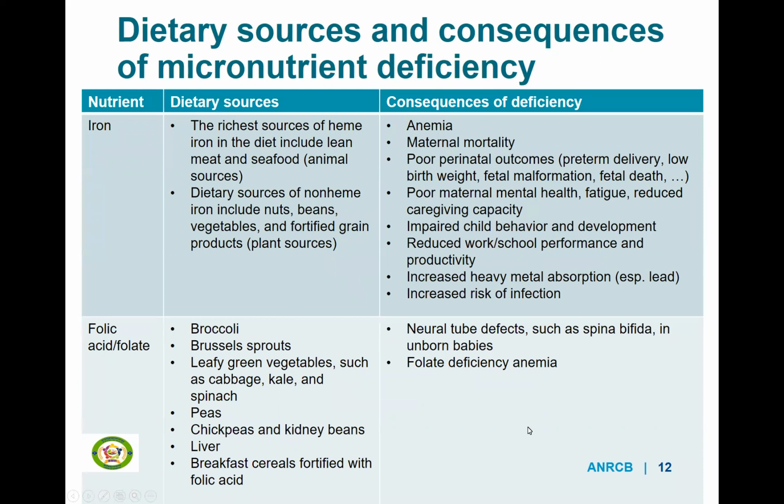Iron is another very important mineral. It can come from animal foods, red meats for example. It can also come from plant sources, for example beans and dark green leafy vegetables are good sources. It can be fortified into products. Iron deficiency can lead to anemia.